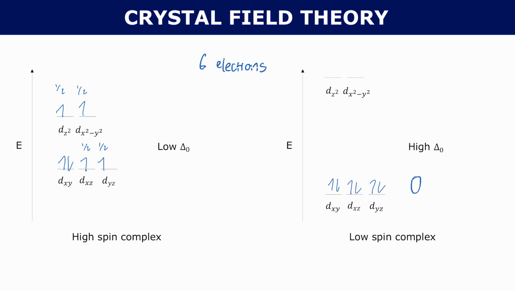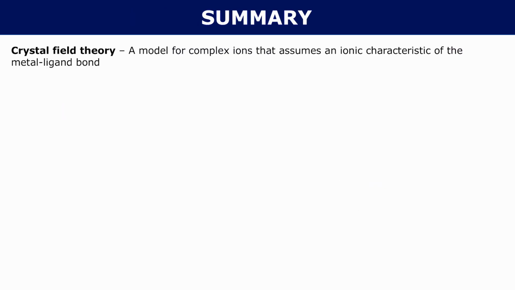The more your spins add up, the more likely it's going to be paramagnetic, and if all your spins cancel out, it's going to be diamagnetic. And that's how crystal field theory affects how a compound behaves around a magnetic field. It's going to be based on your delta naught values, the difference between your splits in d orbitals. And that's magnetism. So let's review crystal field theory really quickly.